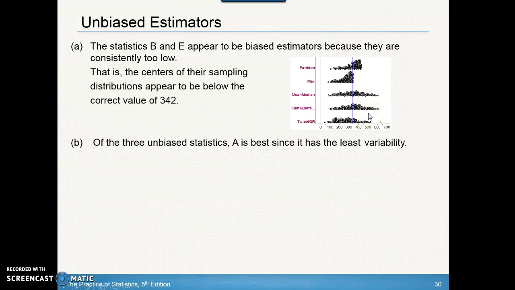Of the 3 unbiased statistics, A is the best, this is A right here, because it has the least variability. Now remember what unbiased means: the mean of the sampling distribution is the same as the mean of the population. So the mean of this one is going to be pretty close to the 342. On the last slide, or the next video, we'll take about 5 minutes and answer questions B and C.